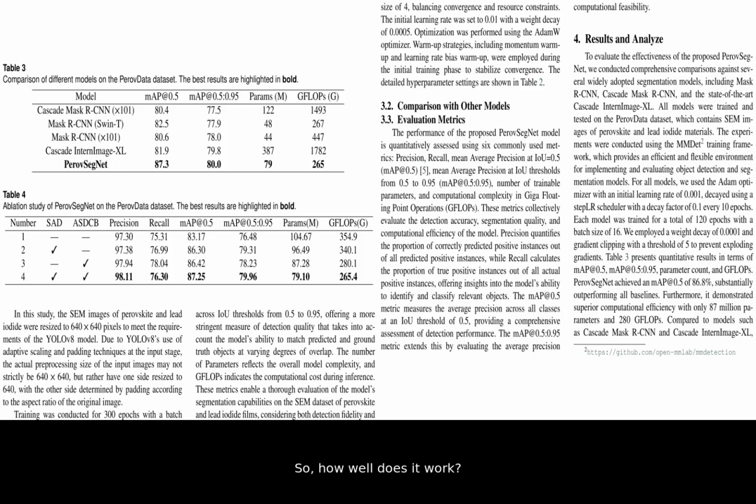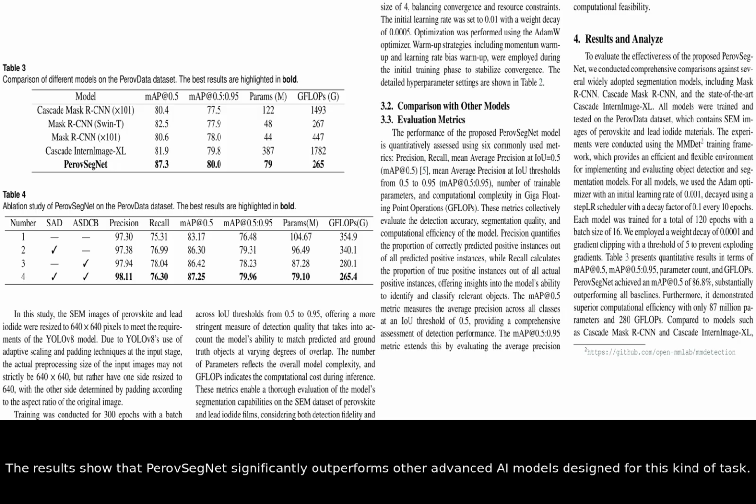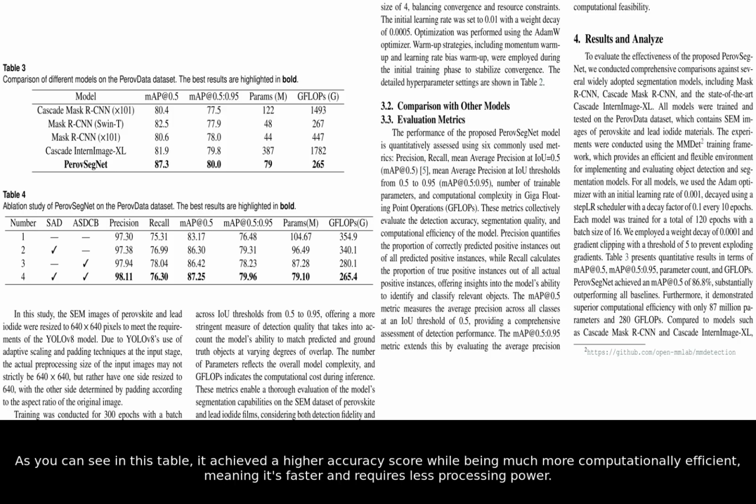So, how well does it work? The results show that PerovSegNet significantly outperforms other advanced AI models designed for this kind of task. As you can see in this table, it achieved a higher accuracy score while being much more computationally efficient, meaning it's faster and requires less processing power.